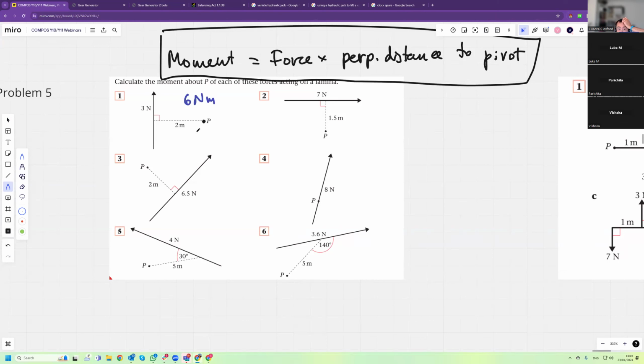Now, a moment is a vector quantity, so it's clockwise. In this case, it's going that way. It's trying to rotate around the pivot that way. So 7 times 1.5, 10.5 Newton meters clockwise. Now here, this is the pivot, so this is rotating anti-clockwise, so it's 13 Newton meters counterclockwise.